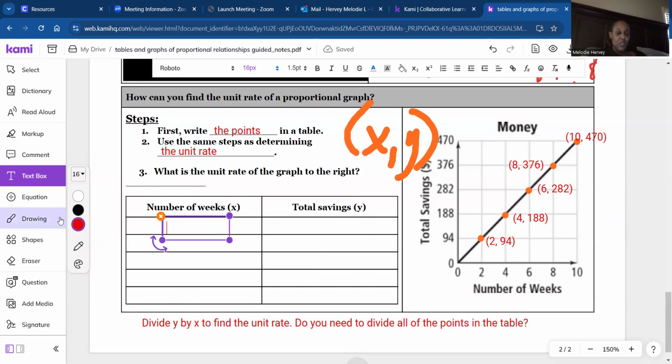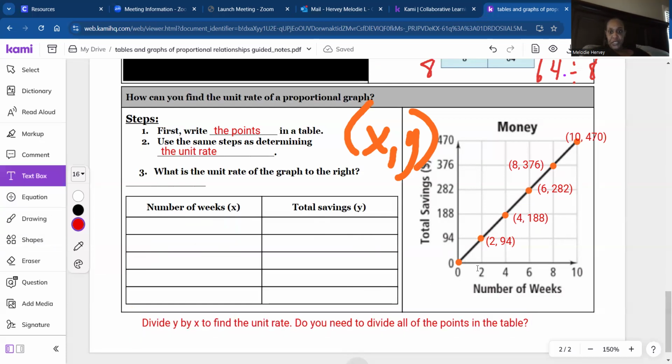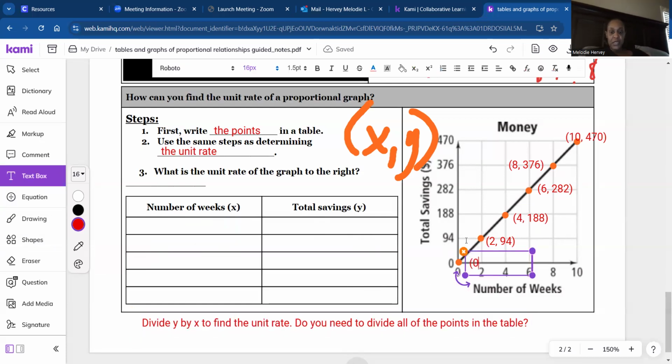But I do want to emphasize that even though I'm just doing this, (0, 0) is a point, and it is okay to use it as a point, especially when you can't find another one. Use (0, 0). All right. So (0, 0) is a point, and you do need to know that.